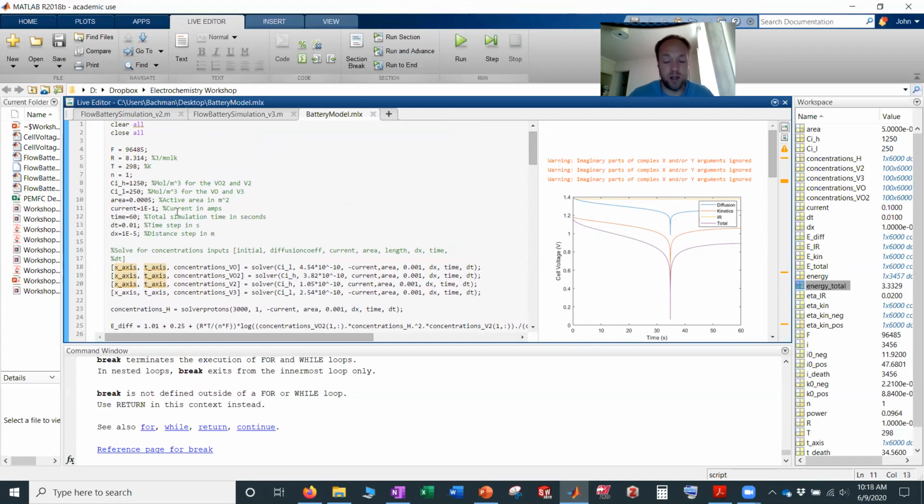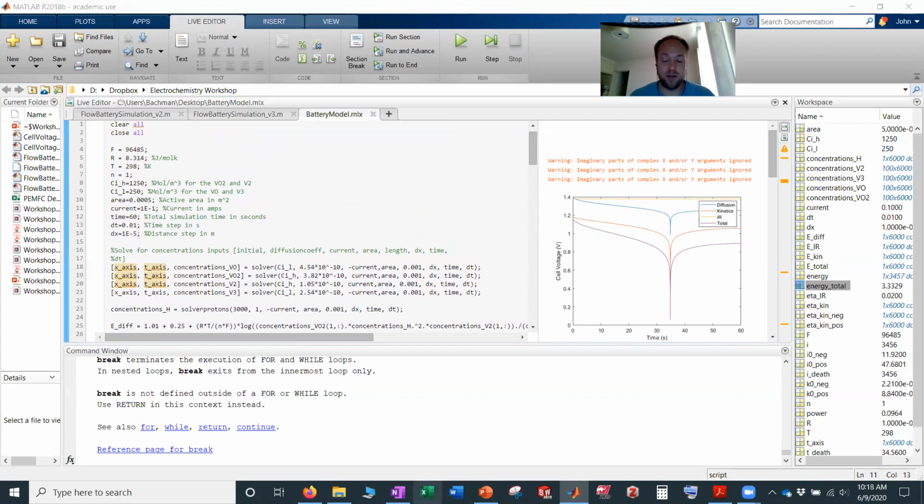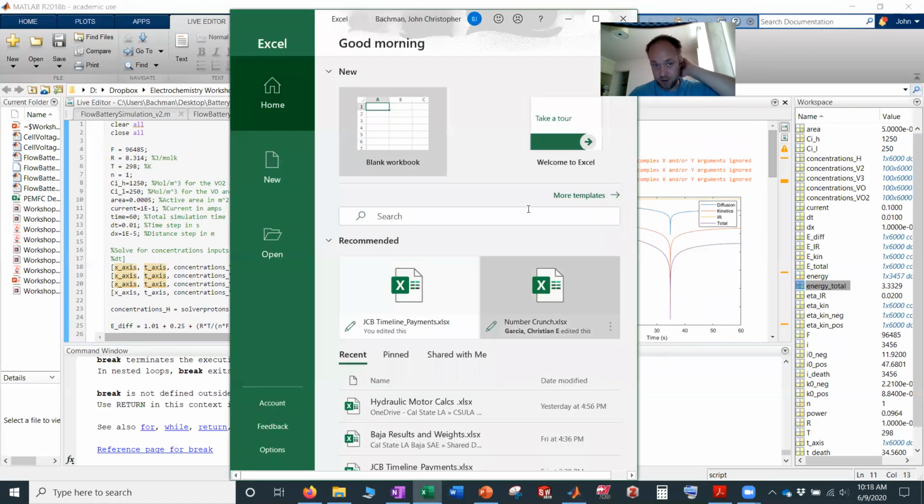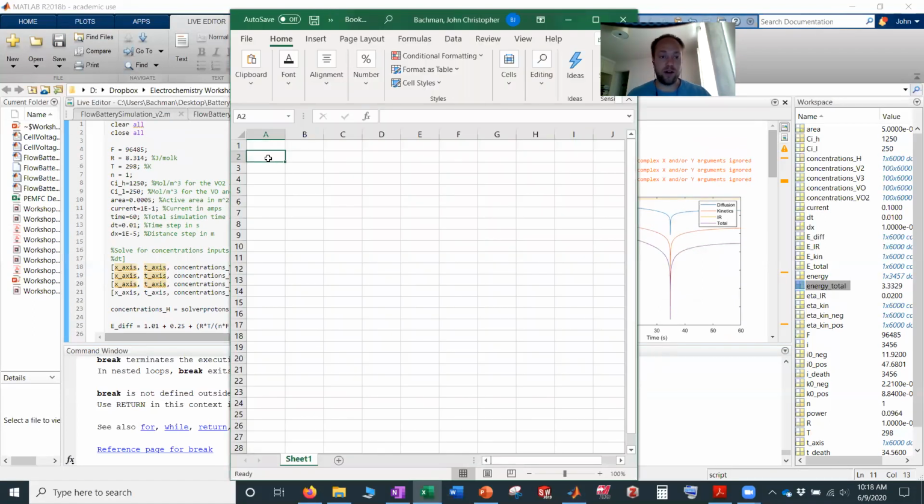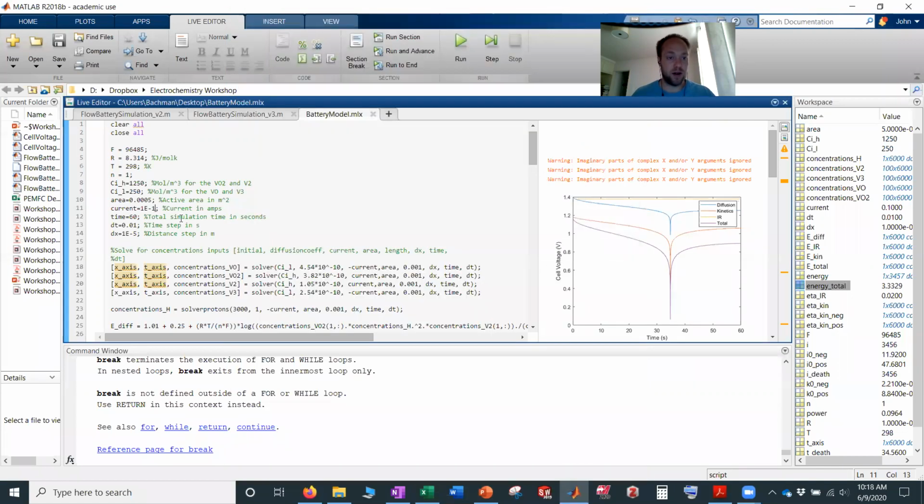So we could try like 1e to the negative. So let's write this one down. I'll start an Excel file, and we'll compare energy and power. So we'll do current, energy, power. So for this current of 0.1, for energy, we got 3.3, and for power, we got 0.09, so 0.10.